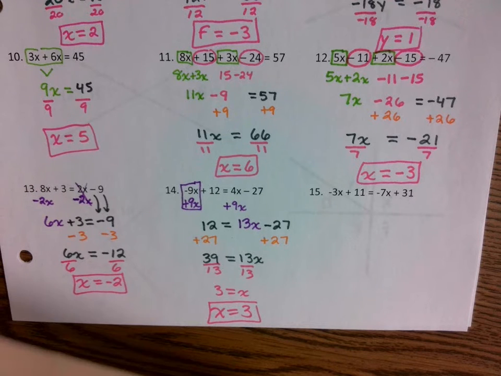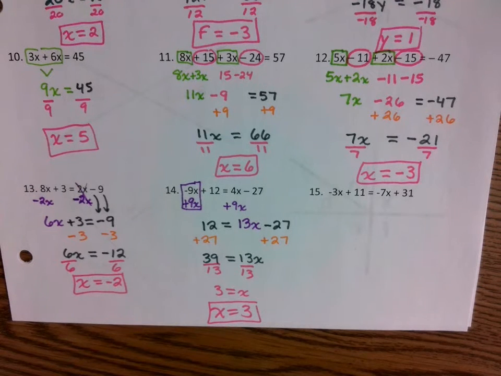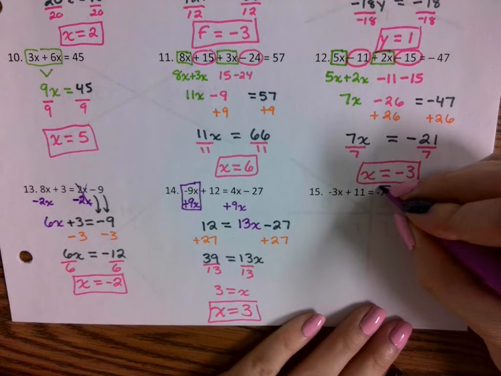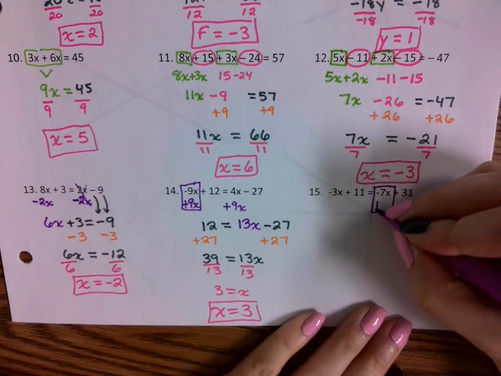All right, the last one. Negative 3x plus 11 is equal to negative 7x plus 31. Which one of those is the smaller of the two variables? Negative 7x. Good. All right, so negative 7x is the smaller of the two. So instead of the negative 7x, we're going to say plus 7x. So we're going to add 7x to both sides.